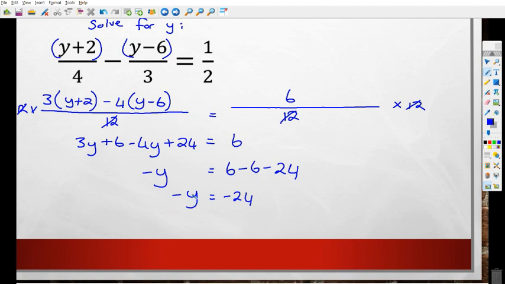Okay, what am I going to do? What's happening to y here? It's being multiplied by negative 1. So what am I going to do? Oh, fantastic. I'm going to do the opposite of multiply, which is divide. Divide both sides by negative 1. Right? This is going to be y equals positive 24.